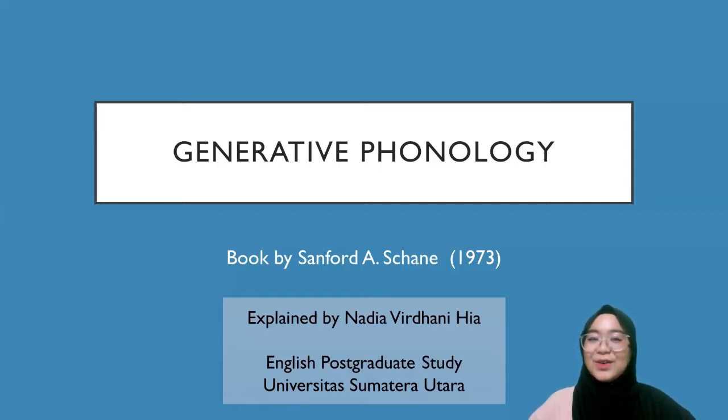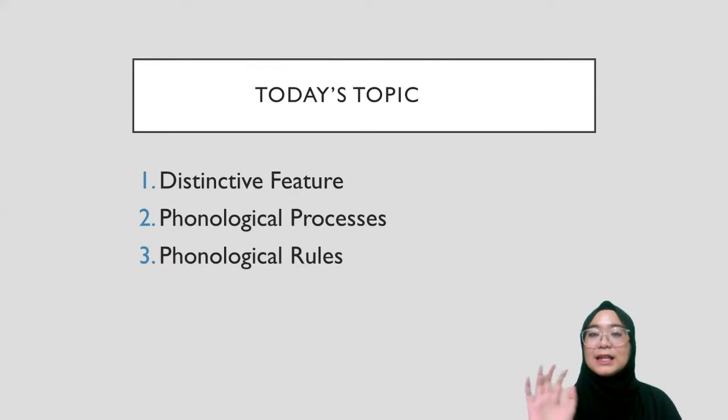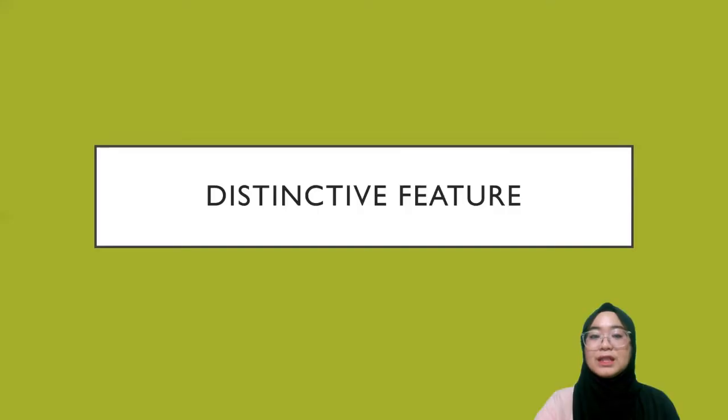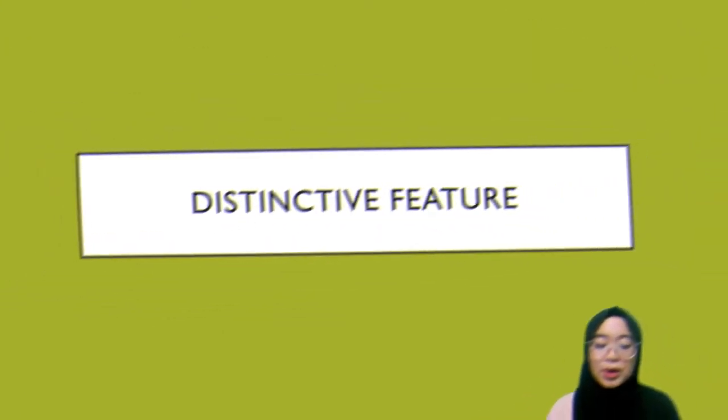So in this video, I will explain to you about generative phonology. This material was taken from a book written by Schane and published in 1973. So there are three topics I will tell you today. The first is distinctive feature, the second is phonological processes, and the third is phonological rules. Let's start with the distinctive feature.